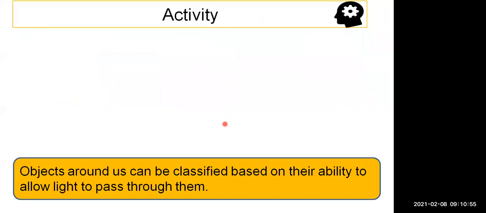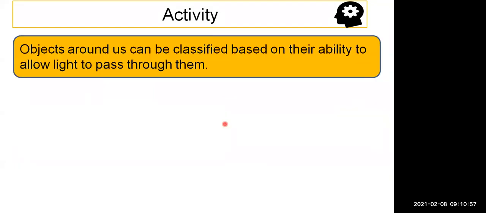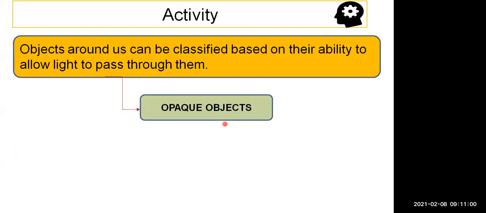So from this activity, we have learned that on the basis of the ability of light to pass through the object, we can classify objects. The first one is the opaque object. If you see the picture properly, the light gets obstructed over here only; no light passes through it. So such objects are called opaque objects. An example is a bag.